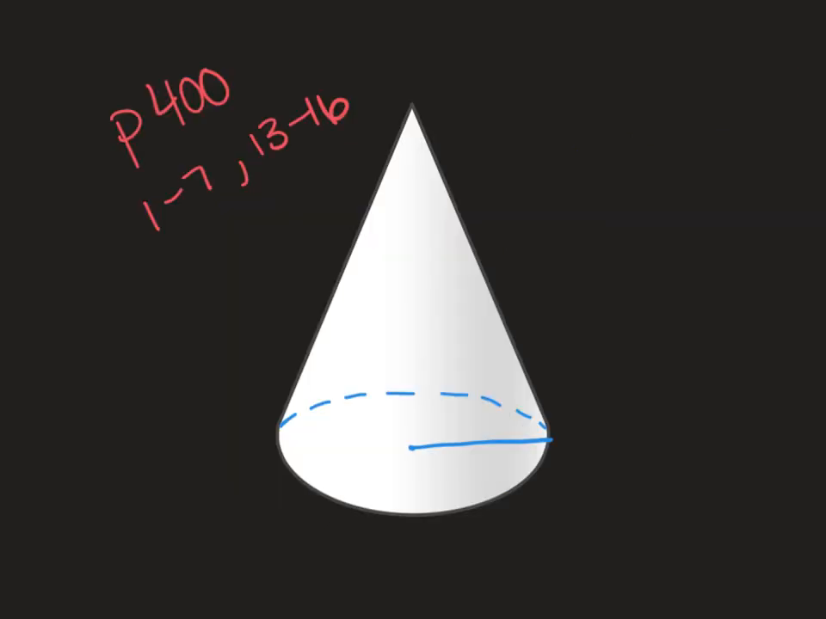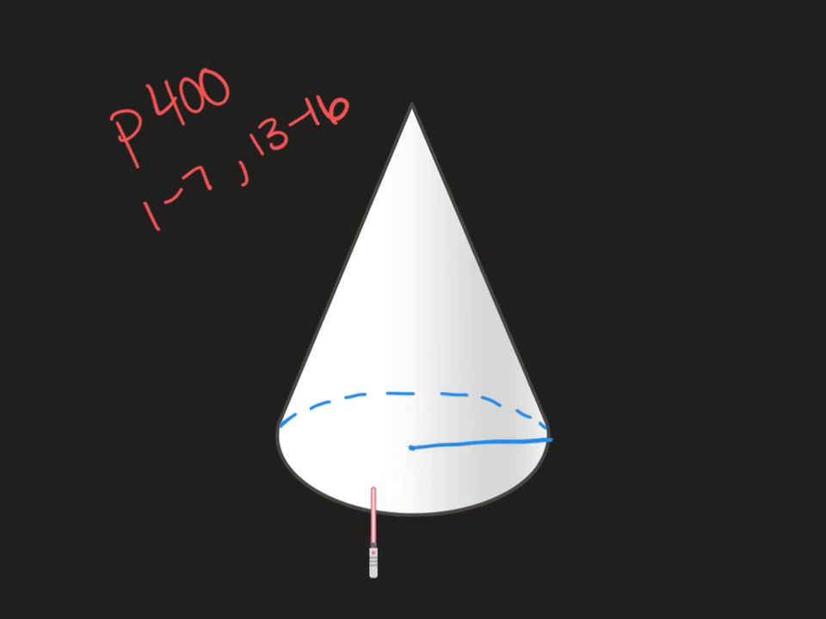All right, the other thing we talked about was cross sections. So basically, if I were to take this cone and slice it in half, the shape where I slice it would be a circle, right? If I go straight across. But if I go at like an angle, it would look like an oval. Or if I come straight down through the bottom, that would be a triangle.